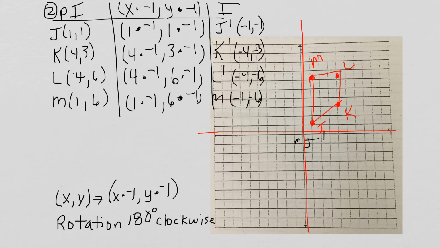And then we're going to go ahead and do -4, -3. So 1, 2, 3, 4, 1, 2, 3. That's going to be our K prime. And then we're going to do -4, -6. So 1, 2, 3, 4, 1, 2, 3, 4, 5, 6. That is going to be our L prime. And then our M prime is going to be -1, -6, M prime. And we connect our dots and we'll notice that we've rotated 180 degrees.